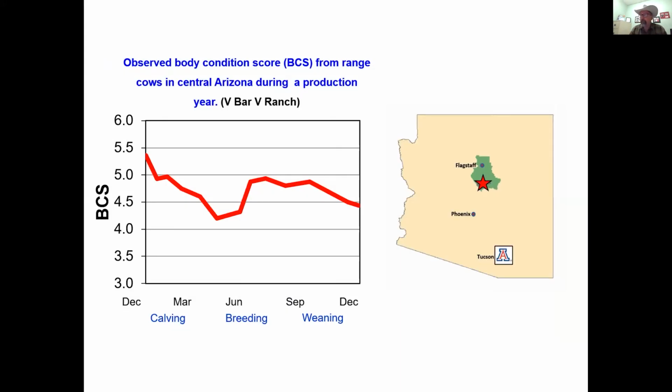So let me show you some Arizona data that will make that same point. V-Bar-V Ranch, right in the middle of the state there in Coconino National Forest near Camp Verde, indicated by the red star. The graph on the left is body condition score as an average body condition for a herd of about 400 cows on that ranch through a production year. You can see that there's about a body condition to body condition and a half variation during the year for those cows. Not unusual for range cows.